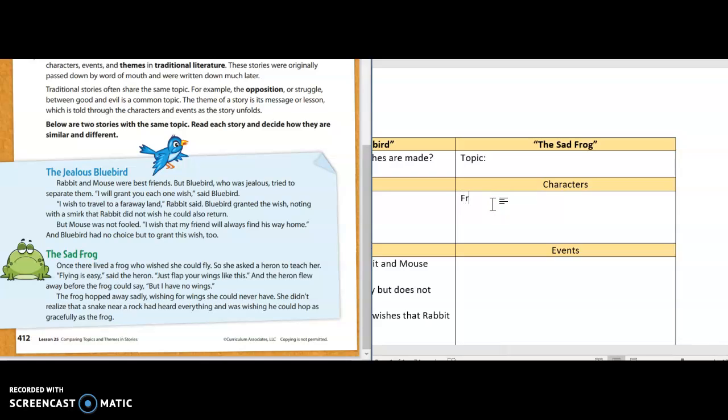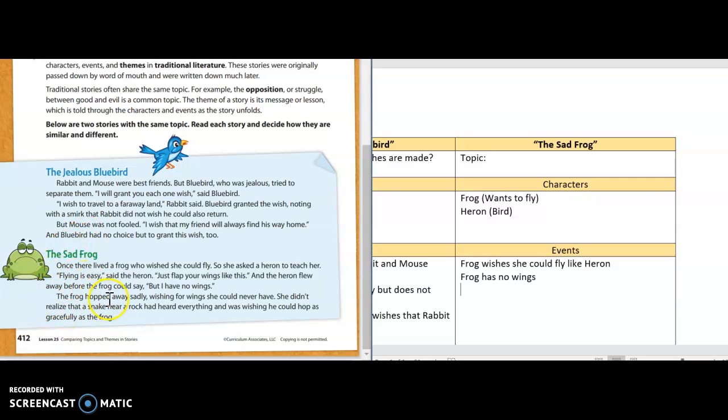All right, characters. We have frog, who wants to fly, and then we have heron, and heron is a bird. The events, what's happened so far? Frog wishes she could fly like heron. Frog has no wings. Let's find out what happens.